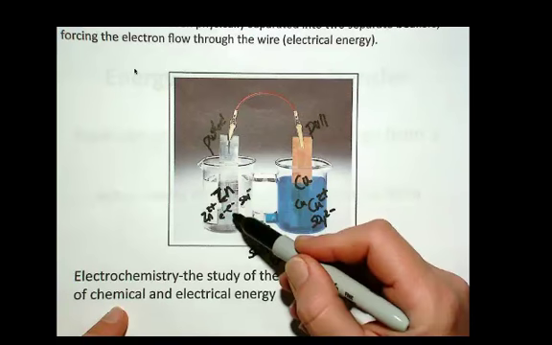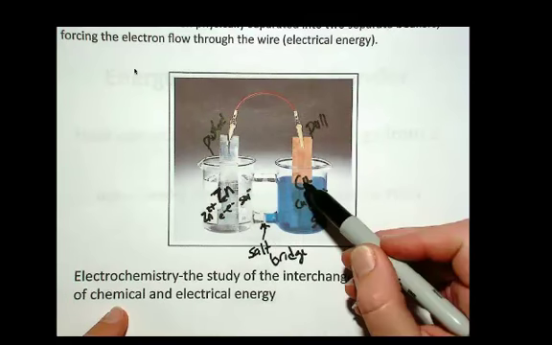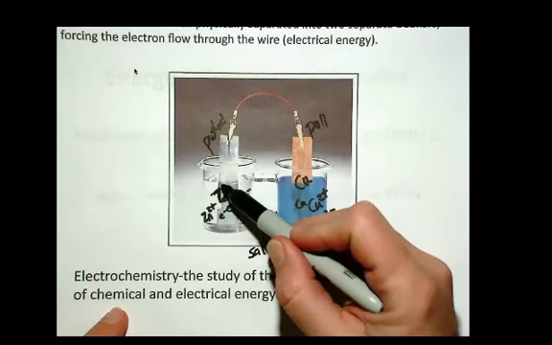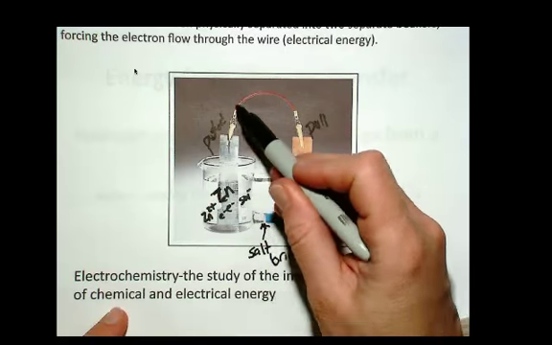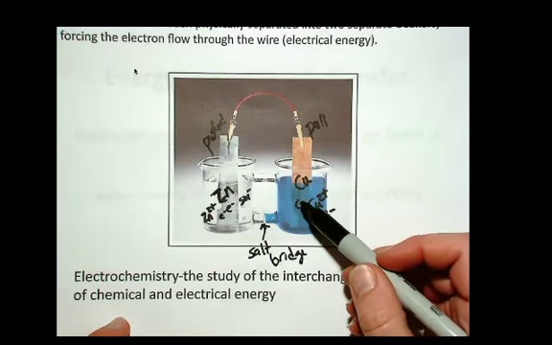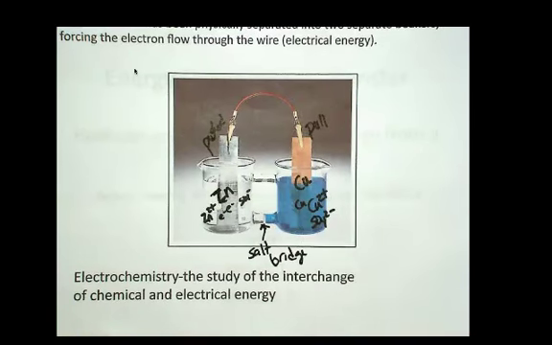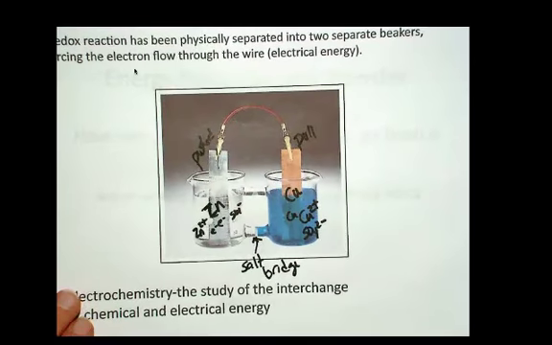As soon as you connect the wires and connect the salt bridge, you have a potential set such that the electrons will fall essentially from the metal that's going to be oxidized to the metal ion that's going to be reduced. And so this is how we generate an electric circuit, by separating two half reactions.